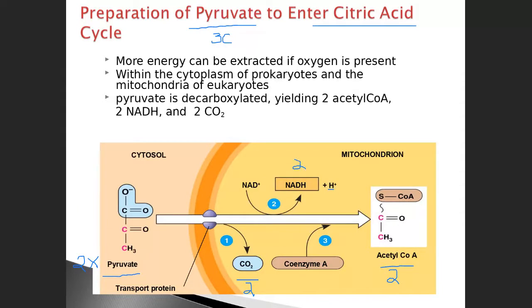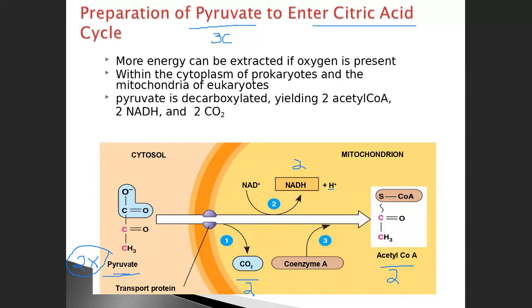You have to times 2 everything, right? Because they're 2 molecules. Therefore, for every molecule, if you have 1 CO2, you have 2 for both molecules. If you have 1 NADH, you have to times 2 it, 2 for both molecules. And if you have 1 acetyl CoA, you have to times 2 it, 2 acetyl CoA. Okay? So now you can fill out your little chart.